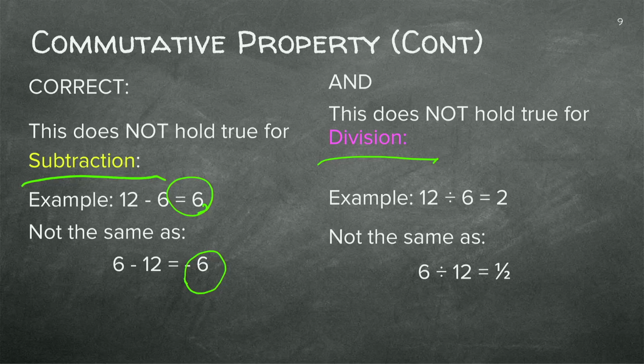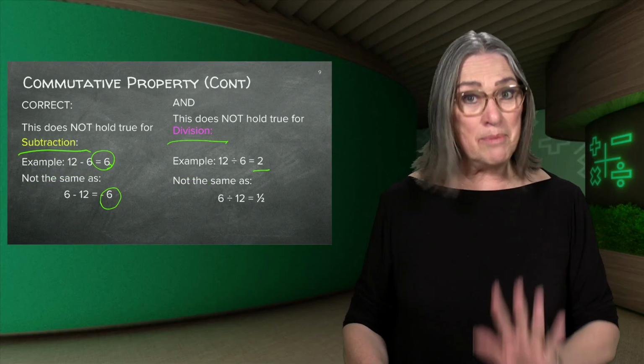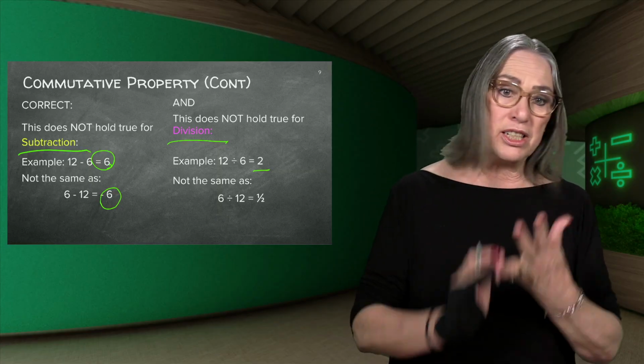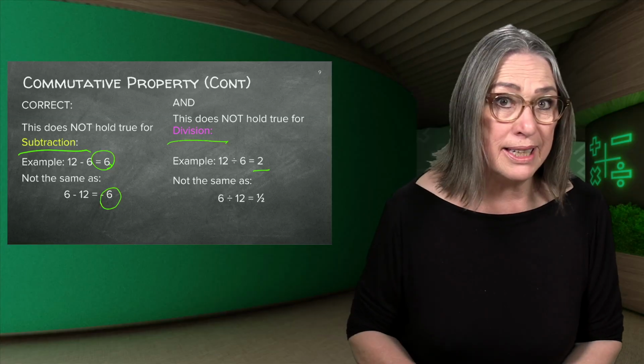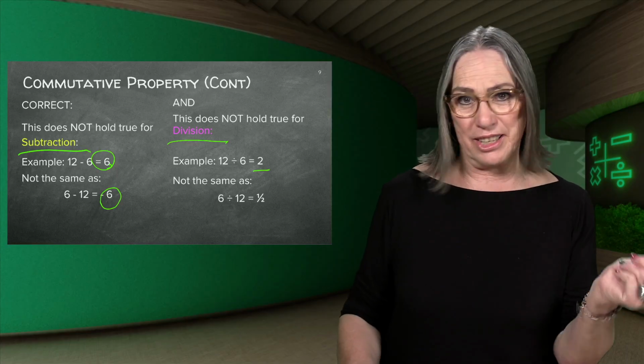12 divided by 6 gives us 2, but 6 divided by 12 gives us a half. So now this is easy to remember. Addition and multiplication have got a closure property, associative property, a commutative property, but not subtraction and division.